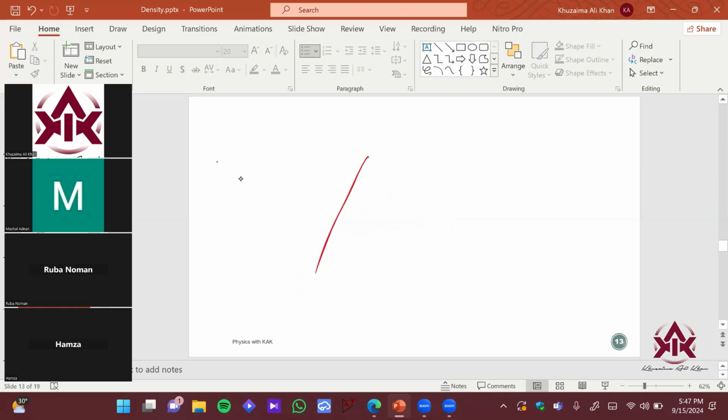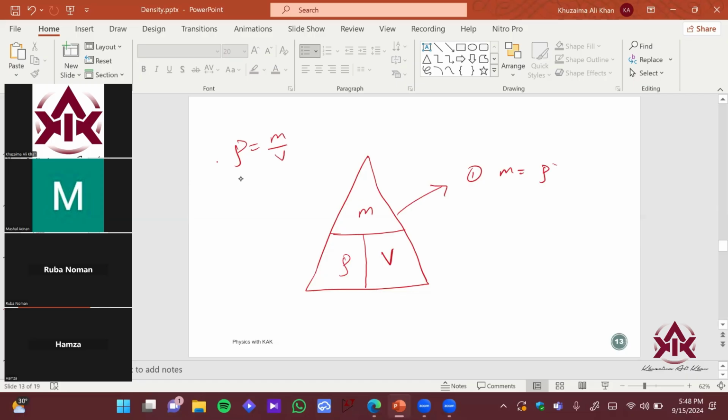Imagine you have a triangle. Oh my God, a triangle is not a good one. Okay, let me try to draw a good one. Right? So you have the formula density equals mass upon volume. So we have mass over here, volume over here, density over here. Any quantities which are up and down are going to be dividing, and any quantities which are side by side, you multiply. If I want to find mass, you can see density and volume are side by side, right? It's density times volume.